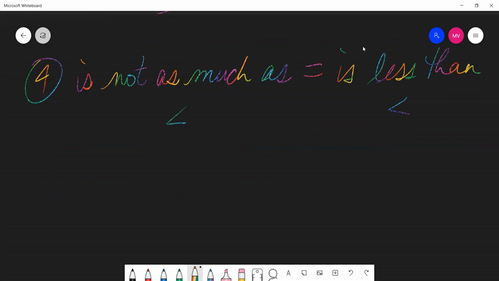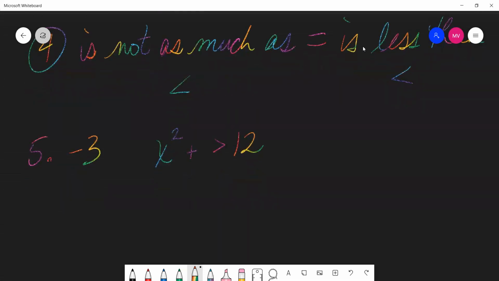All right, part 2 means that we need to check whether each value given is a solution to the inequality. They give you a solution, they give you an inequality, and they're asking you, is this solution true? Does it make sense? So in number 5, we have the number -3, and we're asked to plug that into the expression x squared plus 4 is greater than or equal to 12. I forgot the 4. There we go.